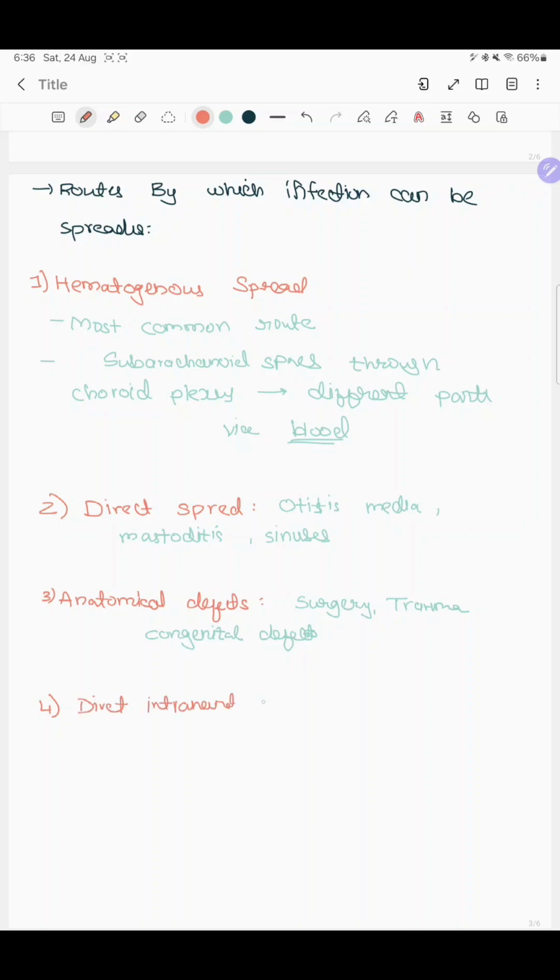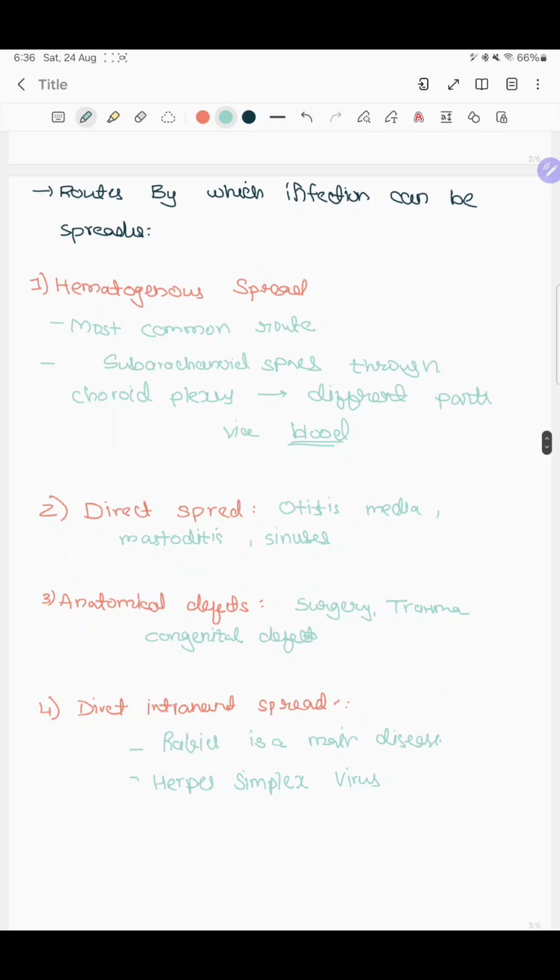intraneural spread. Okay, so it directly affects the neurons. Like, you know, when a dog bites, we can get rabies. So rabies is a main disease. We'll study rabies in more depth in the next lectures. Or it can be herpes simplex virus.